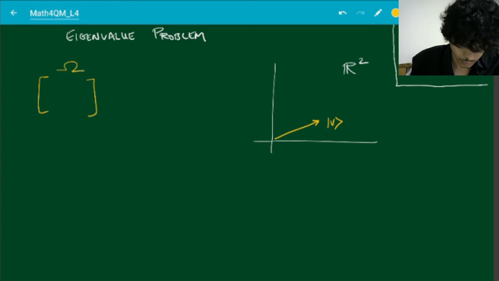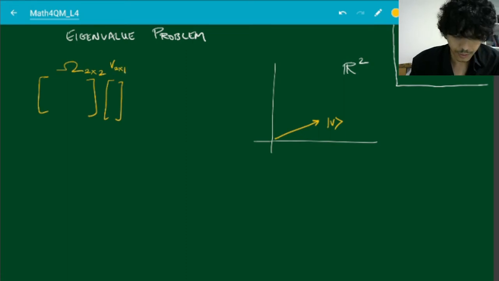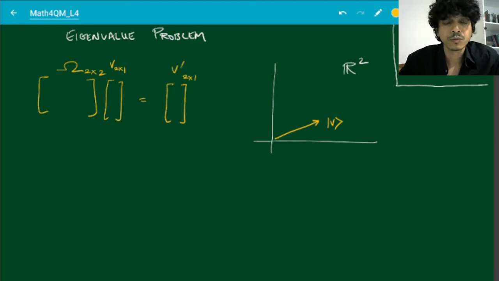So it's a 2 cross 2 matrix which acts on the vectors. So I can represent the vector V as a 2 cross 1 matrix. So when a 2 cross 2 matrix acts on a 2 cross 1 column vector, you are going to get some other 2 cross 1 column vector. Let's call this V prime. So we say that the operator omega has acted on V and turned it into another vector V prime.